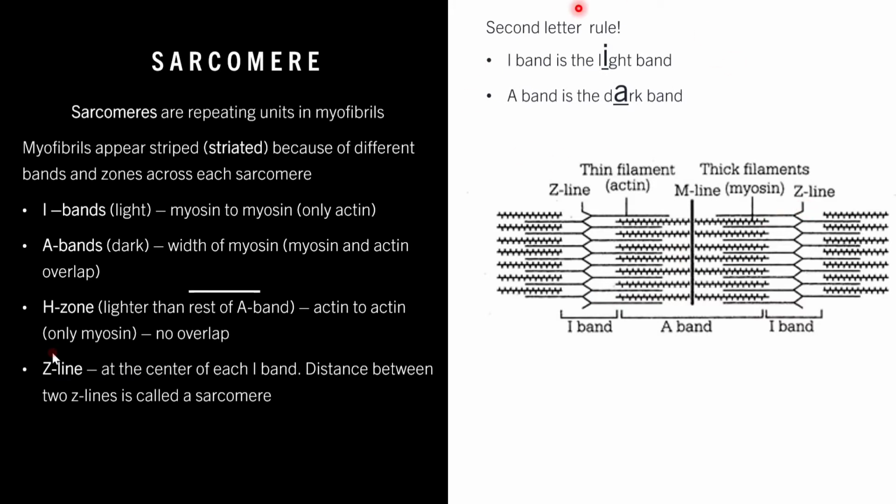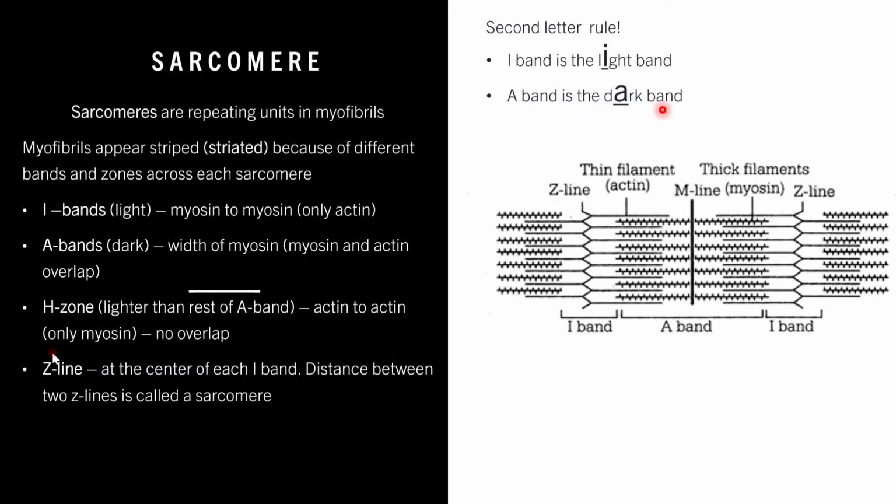And a rule to remember which band is the light and dark is the second letter rule. So our I band is the light band because I is the second letter of light. So I band is the light band. And the A band is the dark band.